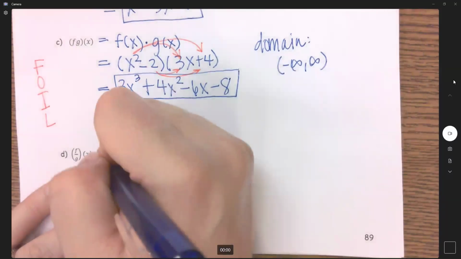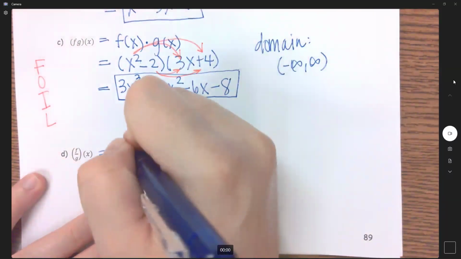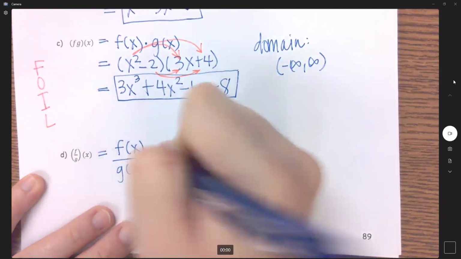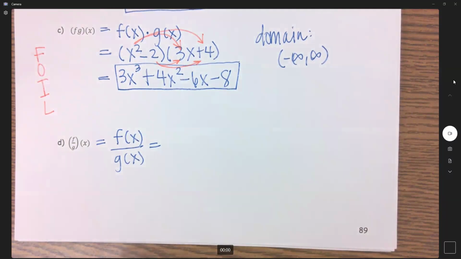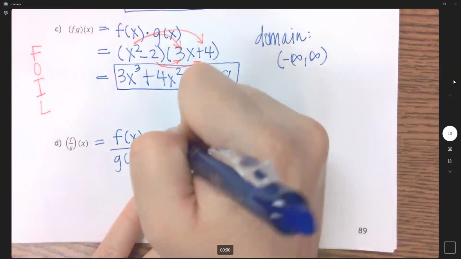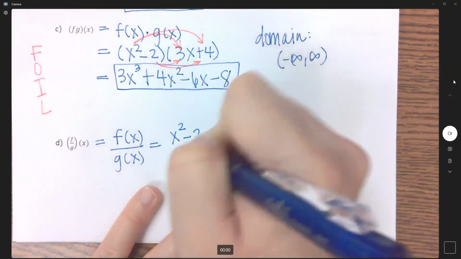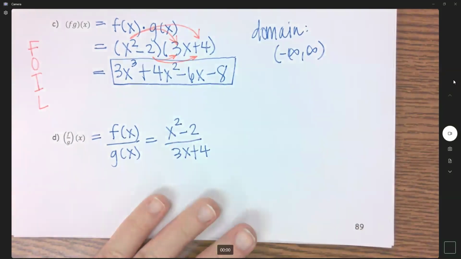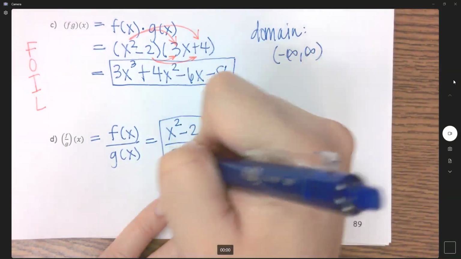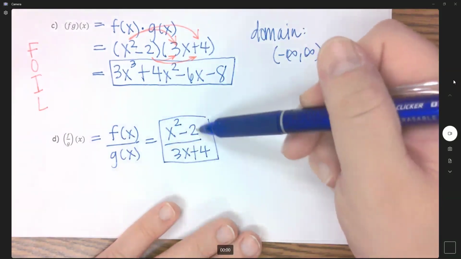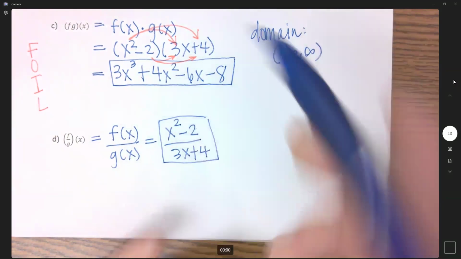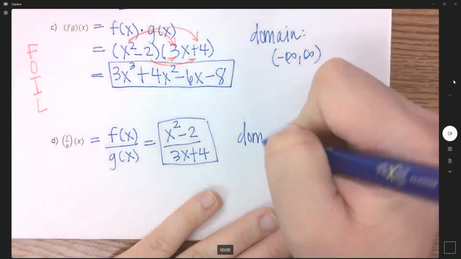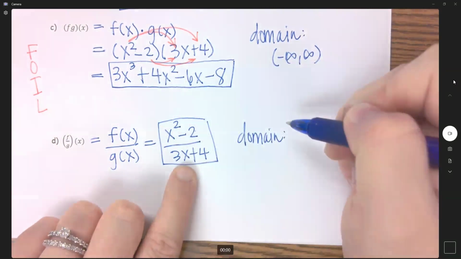And then lastly on part D, we have f over g of x. So that is f of x over g of x. So my f of x is x squared minus 2, and my g of x is 3x plus 4. I can't do anything with that. I cannot simplify the 2 and the 4, and I cannot cancel out an x here. That does not work. So now to find the domain, it is not all real numbers because of this fraction.